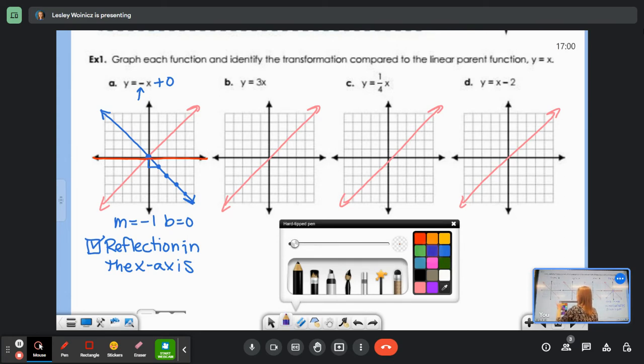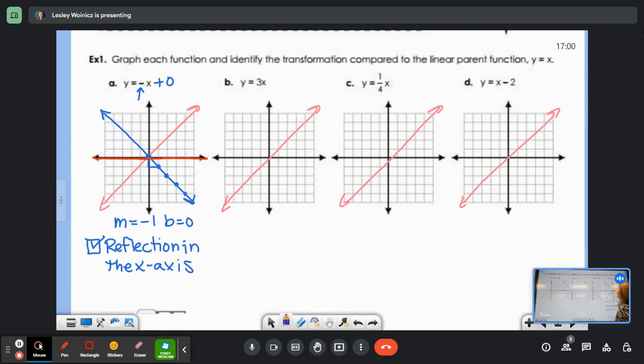Next we have y equals 3x. My b value is still 0, so I'm going to start at (0, 0), and my slope is 3 over 1. So I'm going to rise 3, run 1, put a new point. Rise 3, run 1. And then I can go backwards too. I can go down 3 and back 1. That gives me these points. That function is way steeper than my parent. It got stretched vertically. It's the y's that got stretched. The y's got multiplied by 3.